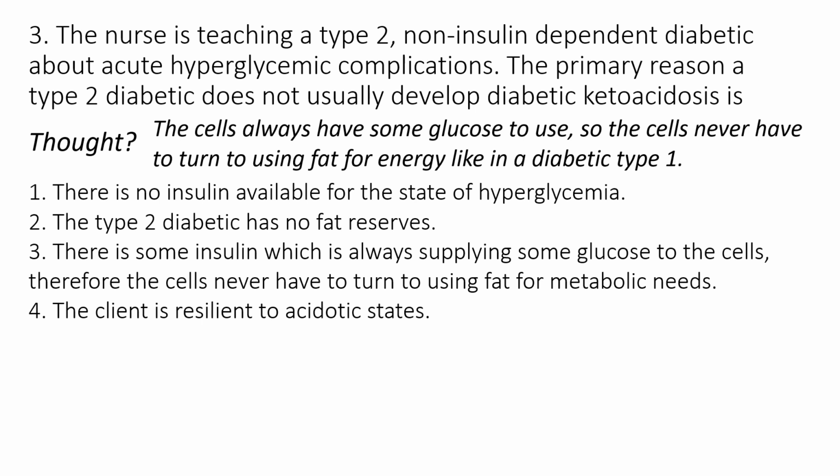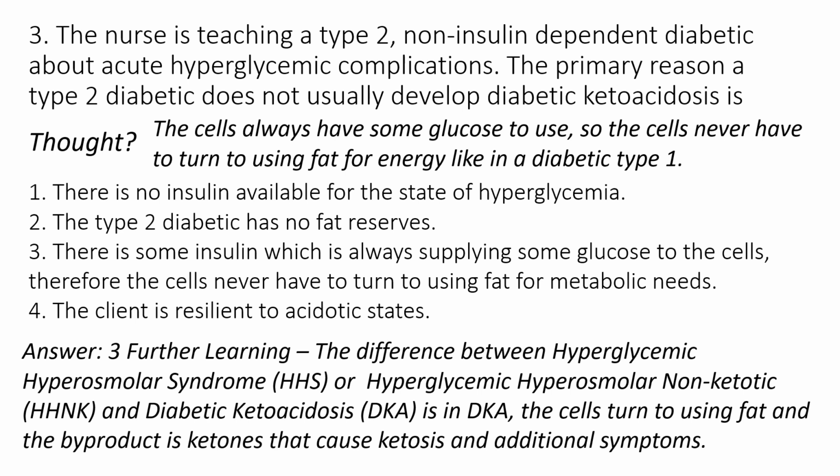Why doesn't the body need to eat fat? And that is because the cells always will have some glucose to use, because the pancreas is always making some insulin, so some glucose will always be getting into the cells. And therefore, the cells will never have to turn to using fat for energy like they do in the diabetic type 1, and that's when those people produce the ketones. So in the further learning, make sure that you do know the difference between the hyperglycemic hyperosmolar syndrome, HHS, or actually I prefer to call it HHNK, because that reminds me hyperglycemic hyperosmolar non-ketotic, which becomes the only difference between that and diabetic ketoacidosis.